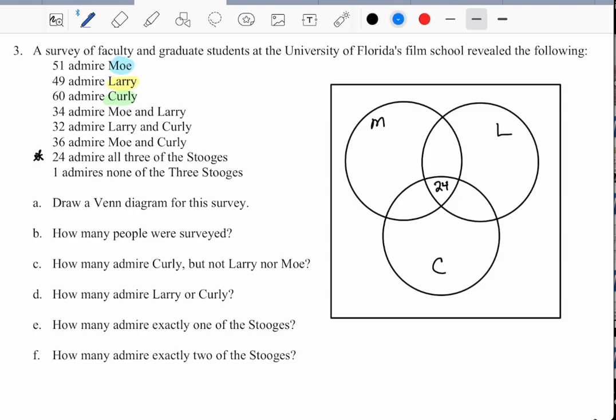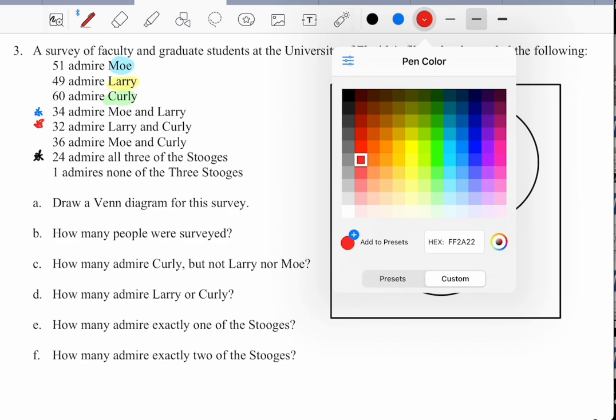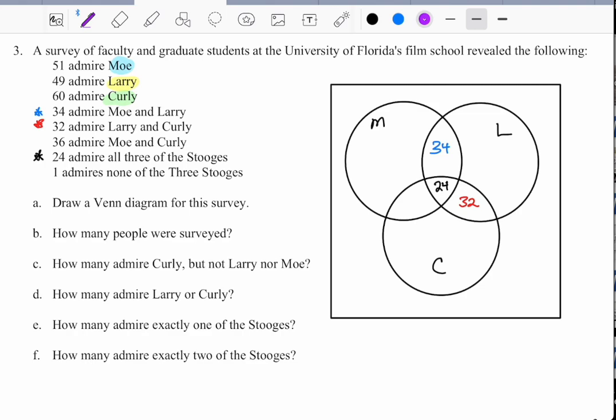All right, so that's where I would start. Then from there, I would look at other forms of overlap, whatever jumps off the screen at me. But I see here 34 admire Mo and Larry, so that's the overlap between M and L. So 34 would go here. And get another color involved. 32, Larry and Curly, that's the overlap between L and C. Get a fresh new color here. All right, so then we have 36 that admire Mo and Curly, so that's the intersection or the overlap between M and C. So that's 36 right here.